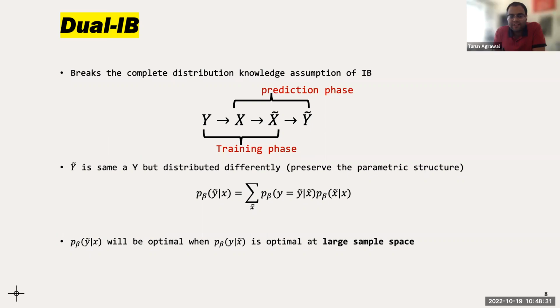And that's why we are getting, at the higher beta, dual information bottleneck and information bottleneck behave the same, because all the information is transferring from that bottleneck, and now X tilde is also having relevant information. Okay, so that helps a bit.